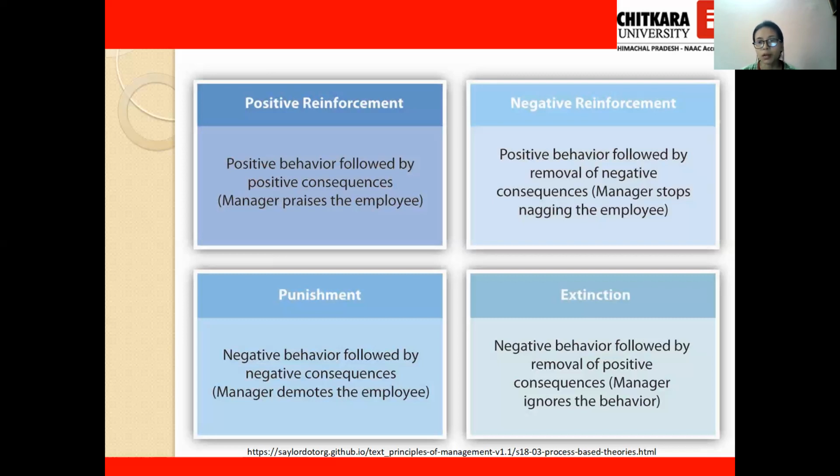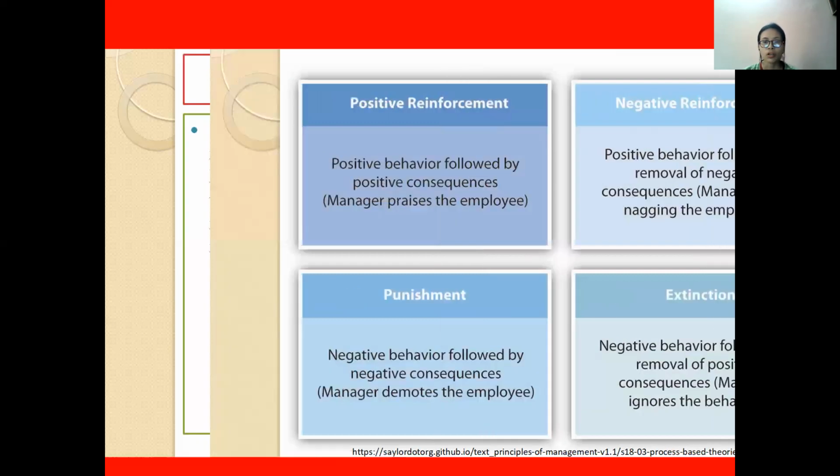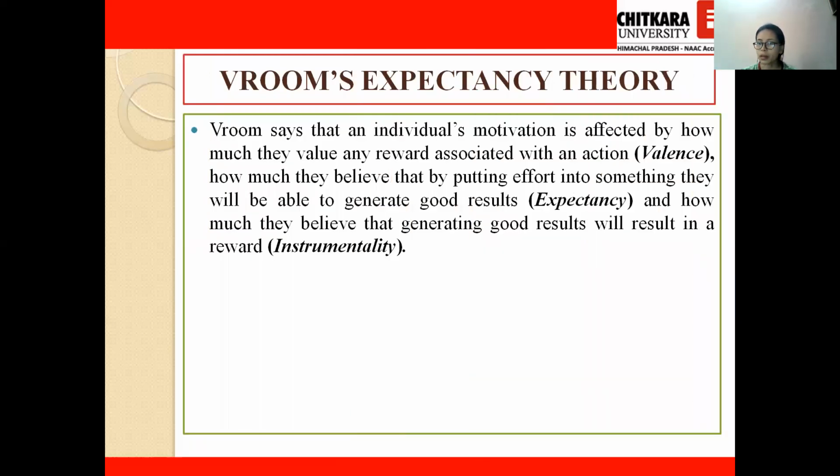So reinforcement directs an individual in different ways. Positive reinforcement is well and good, but we can also give negative reinforcement to motivate a particular individual. But when behaviors are happening in a negative way, then either punishment may be given to motivate people if they are not doing good things, or extinction may be initiated. So reinforcement is much needed to motivate a particular individual. Clear? So the next theory is Vroom's expectancy theory.